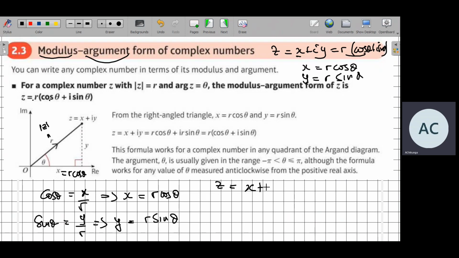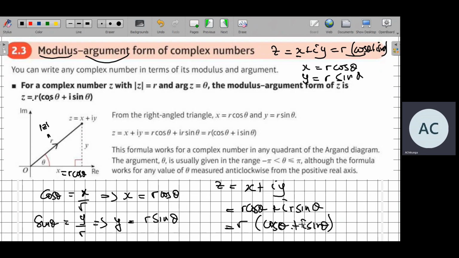x plus iy. But where there is x, I'm going to put r cos theta, plus i, where there is y, I'm going to put r sine theta. I can factorize the r, so we can say this is r times cos theta plus i sine theta. So this form and this form are the same.